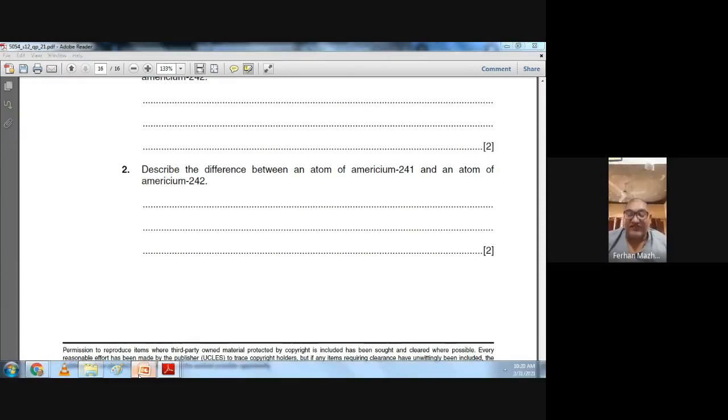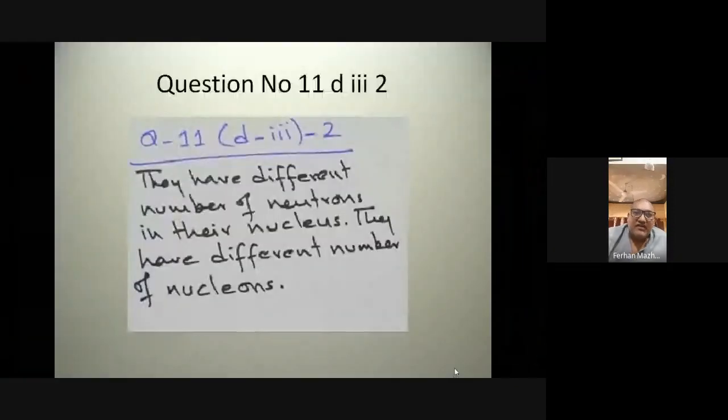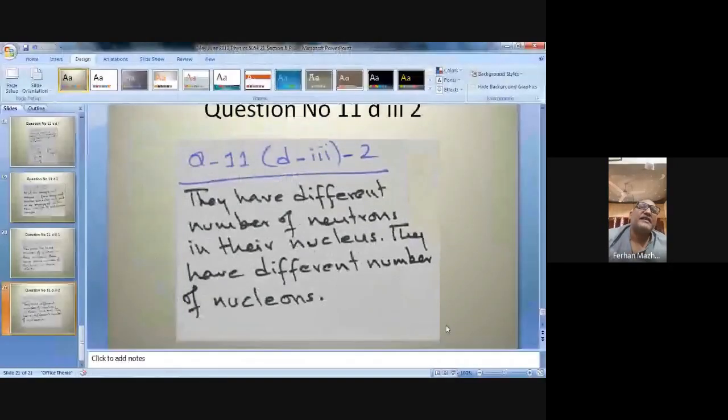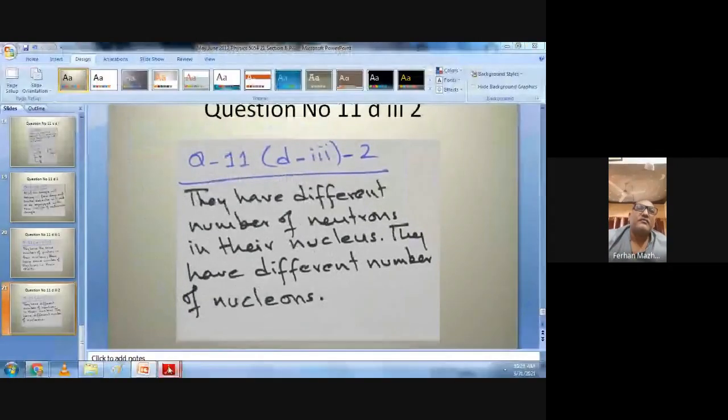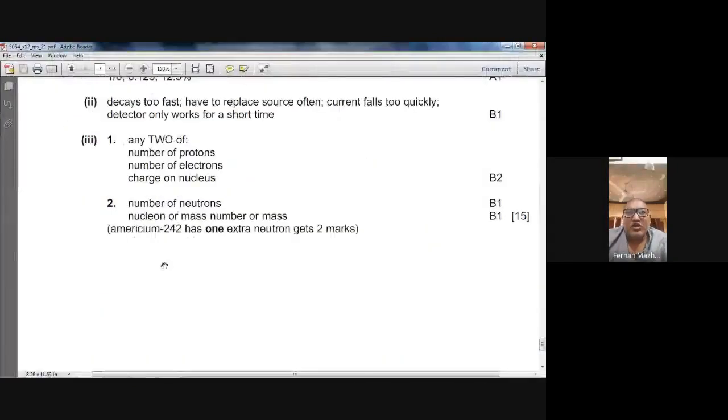Let me show you my answer. Let me increase the size so you can see this whole thing. They have a different number of neutrons in their nucleus. And the second difference is they have a different number of nucleons, or you can say their nucleon number is different from each other. Let's check the marking scheme. Number of neutrons, they are different. Nucleon or mass number. Okay, that will be the difference.